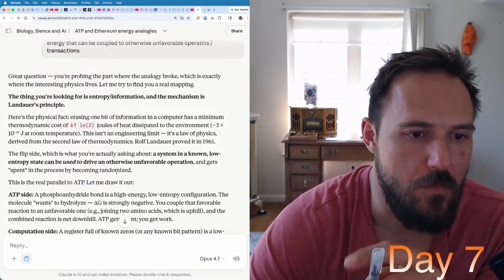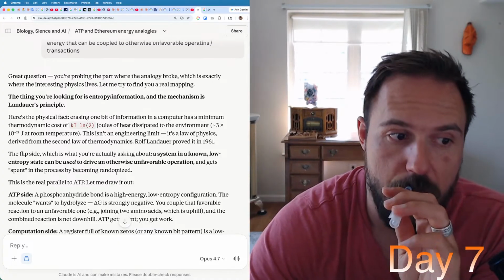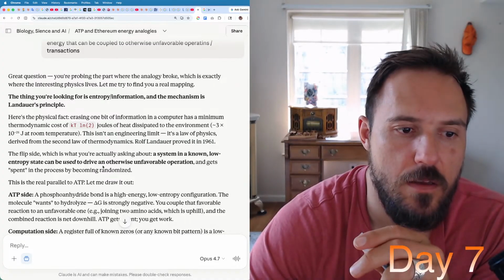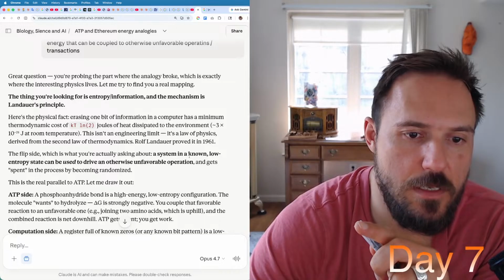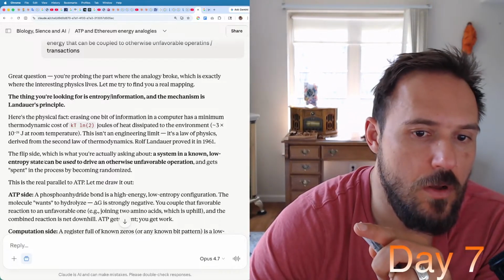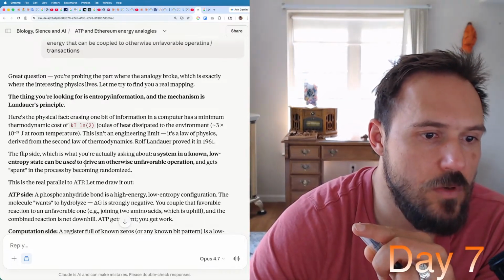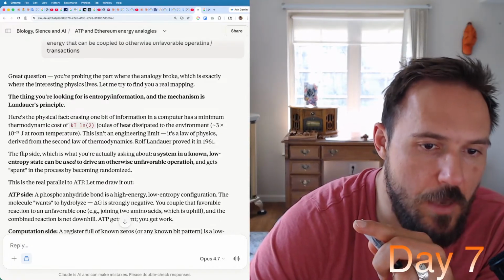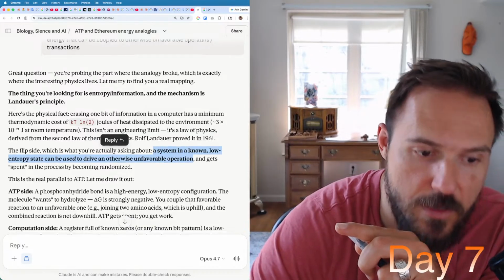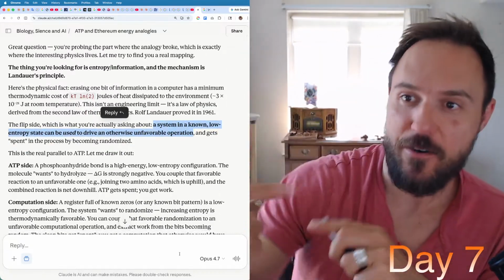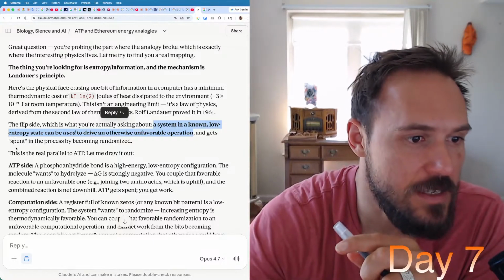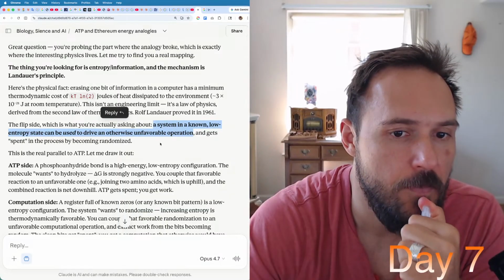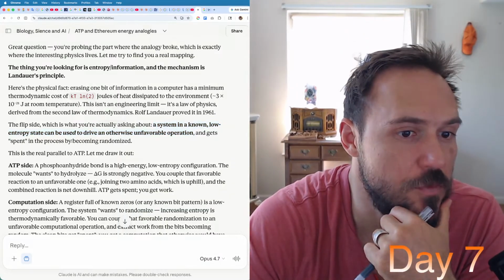But I'm trying to approach it from a different perspective. The flip side, which is what you are actually asking about: a system in a known low entropy state can be used to drive an otherwise unfavorable operation. Yes, that's exactly what I was asking earlier. Like in the bottom, I asked about ATP. Yes, that gets spent in the process by becoming randomized.